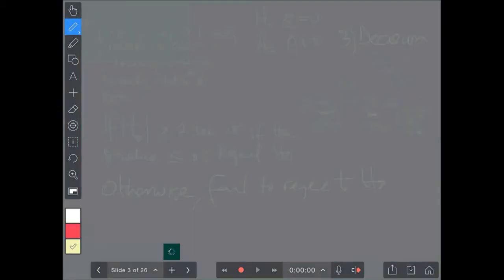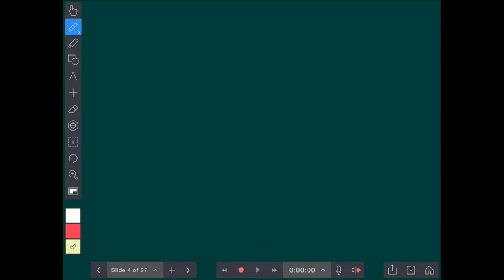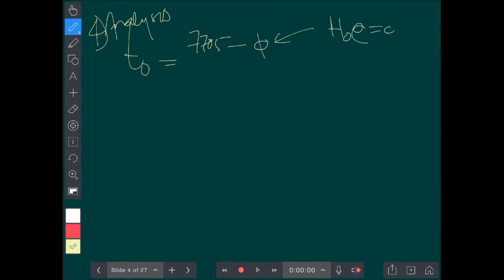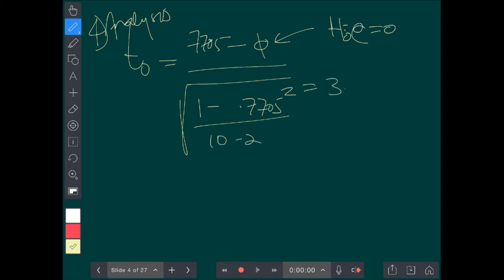Let's use a clean page for that. So we have t observed, which is step 4, the analysis. t observed is, remember, R minus rho. R was 0.7705. Rho will get a value of 0, which comes from the null hypothesis. H0, rho is equal to 0. And then we divide by the square root of 1 minus R squared, 0.7705 squared, divided by n minus 2, which is 10 minus 2. And that turns out to be 3.42.